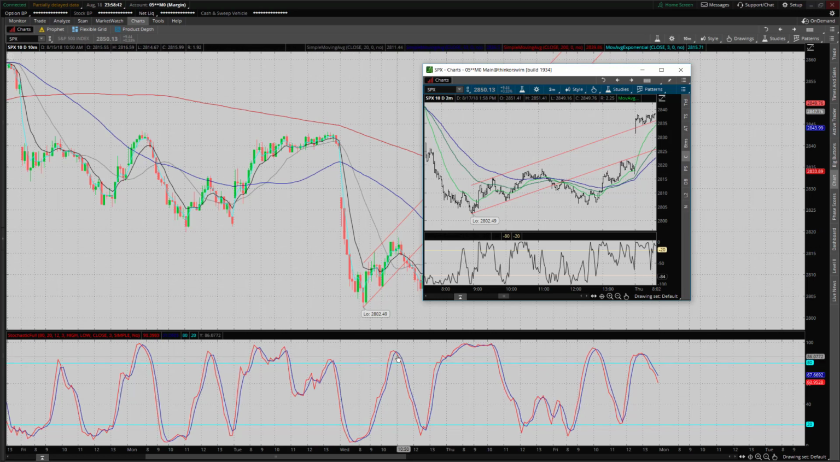Okay, and then we have the stochastic setting, and the K period is set to 12, and the D period is set to 3. And other than that, you just have the overbought line at 80, and the oversold line at 20. That's pretty standard. And this just graphically helps to mark quite reliably tops and bottoms on the chart.